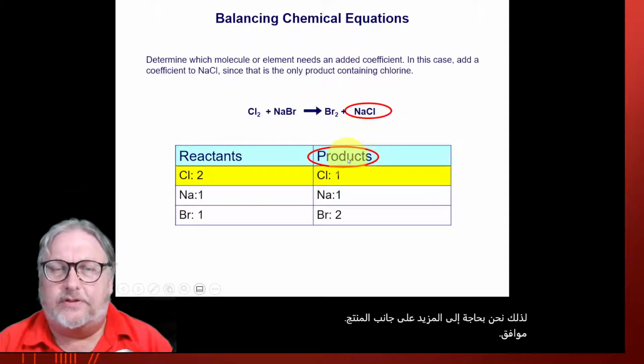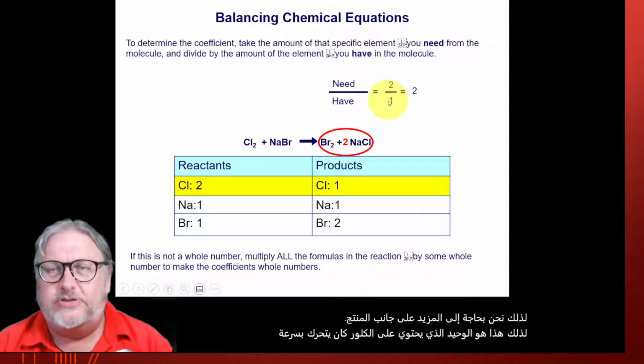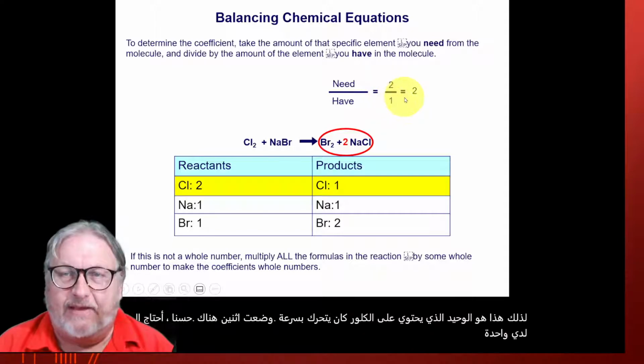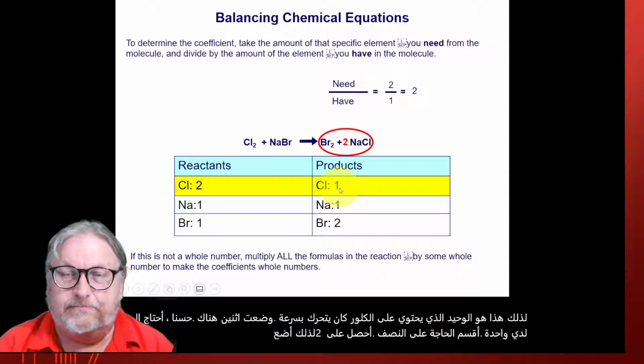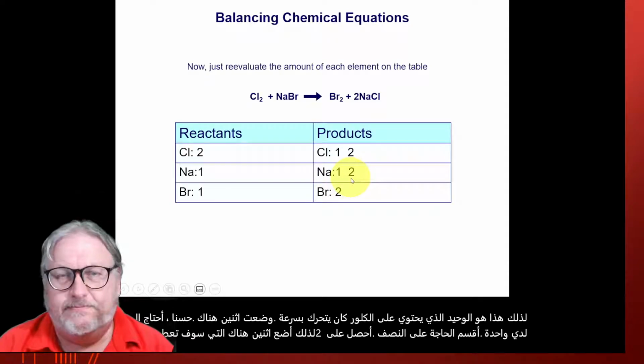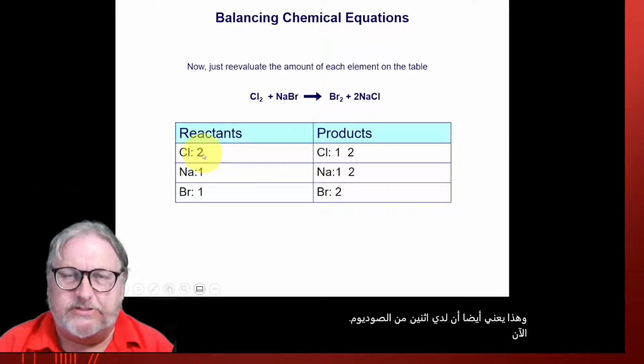That's the only one that contains chlorine. I need 2. I have 1. I divide the need by the have, and I get 2. So I put a 2 there. That'll give me 2 chlorines. It also means I have 2 sodiums. Now let's see what we've got. 1, 2, 1, 2. I've got 2 there, 2 there. Ooh, I got 1 and 2.